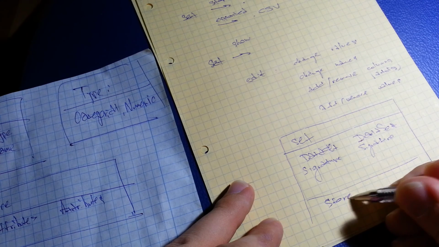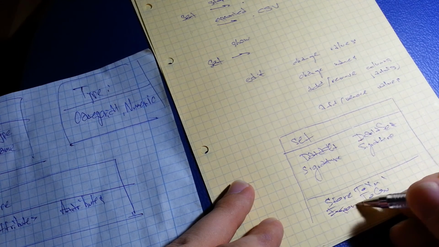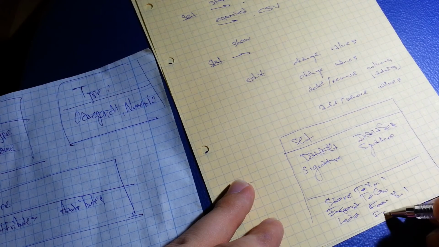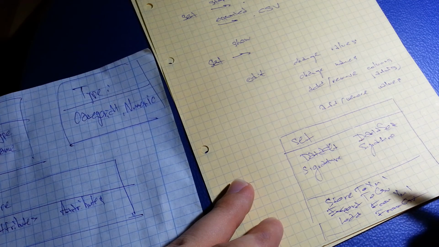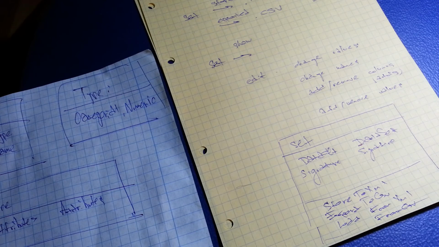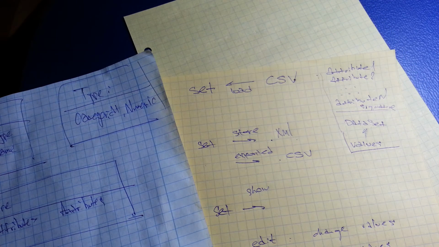So it should be stored to XML, exported to CSV, and loaded from XML, from CSV, and also the set should contain some entry: when the set is loaded, there is also an entry in the signature cache that we discussed. It is yet unknown if it is a good idea.